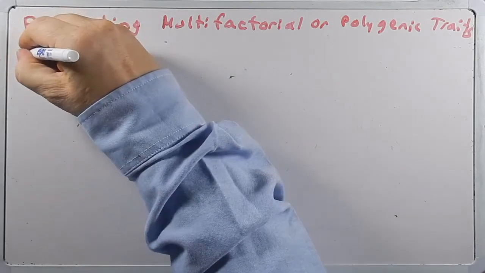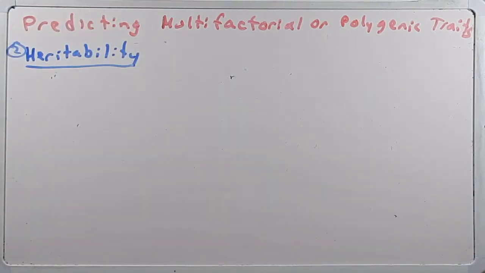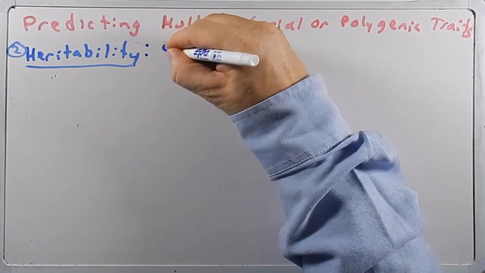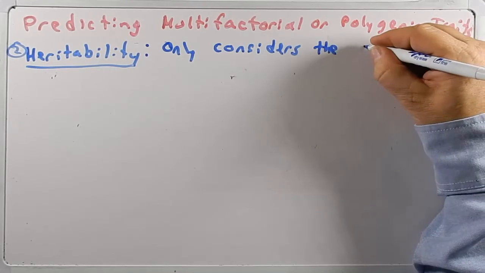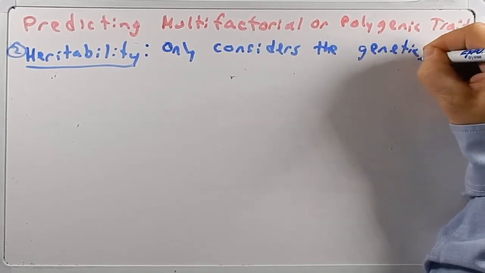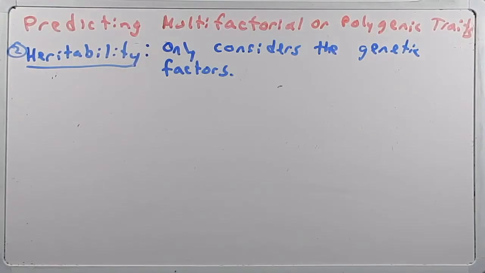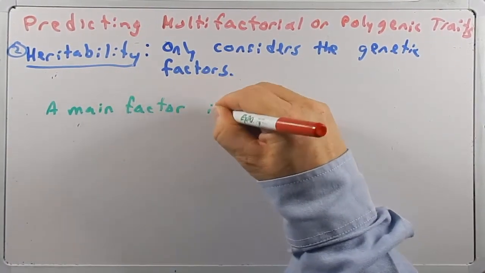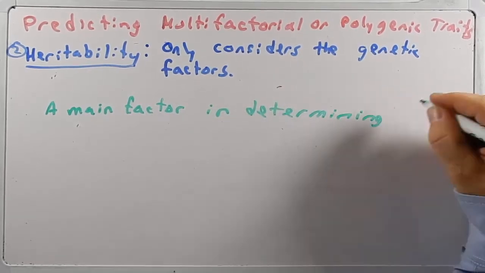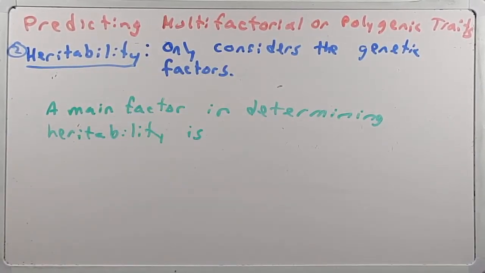Next, let's consider heritability. Now, remember, empiric risks include genetic factors and environmental factors. Heritability only considers the genetic influence of a trait or a disease. Now, there are many different statistical methods that are used to calculate heritability, and we're not going to go into great detail with that, but I would want you to know that a main factor in determining heritability is relatedness.